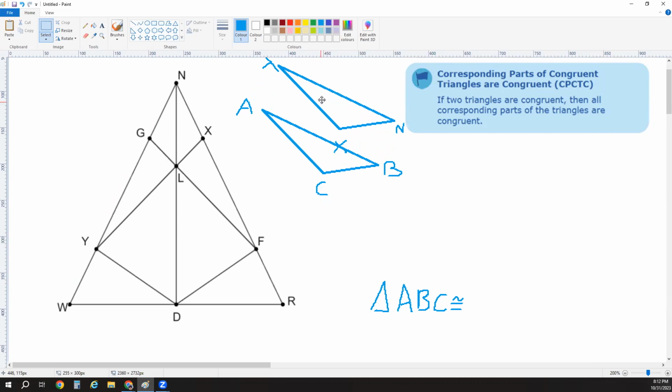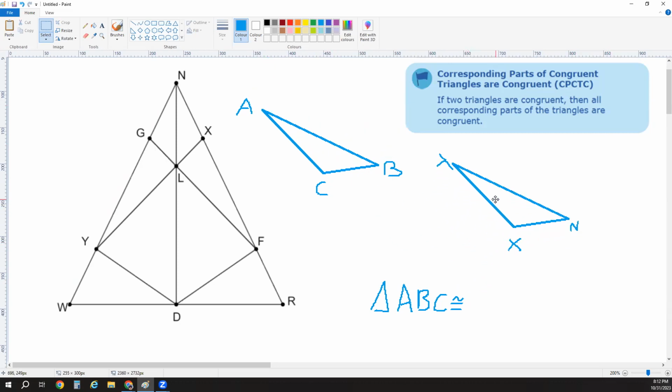Now I can see that Y lines up with A, X lines up with B, and Z lines up with C. So it would have to be more like Y, Z, X, because each vertex matters and each line segment matters, because line segment AB is congruent with line segment YZ. This is a Z, it looks like an N.